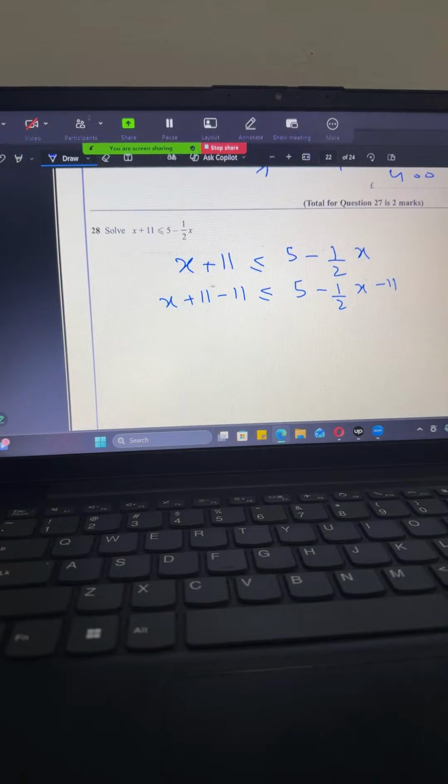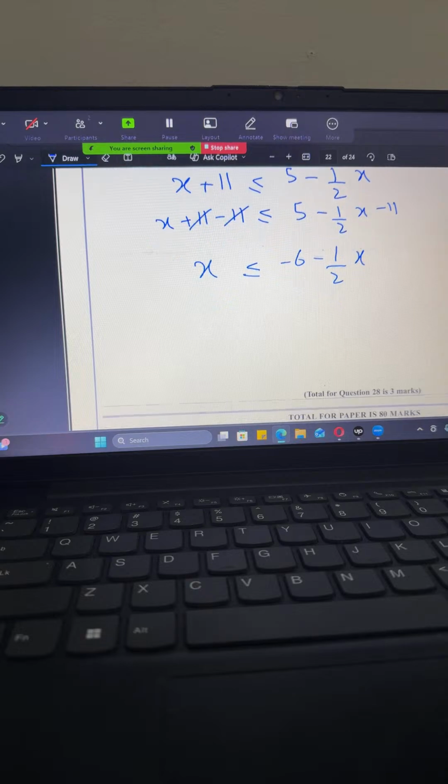Okay, over here you can see I have subtracted 11 on the right hand side as well as on the left hand side. So on the left hand side they cancel out, we are just left with x, right? And on the right hand side we have 5 minus 11, which is -6, and then we have minus 1 over 2x, right? Now you can see that minus 1 over 2x is subtracting over here, right? So we need to add it on both sides.